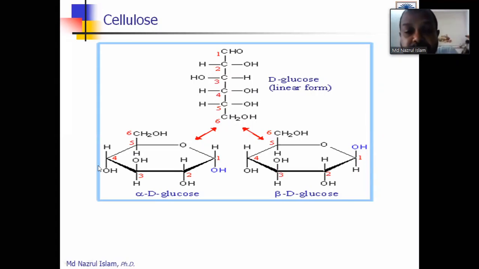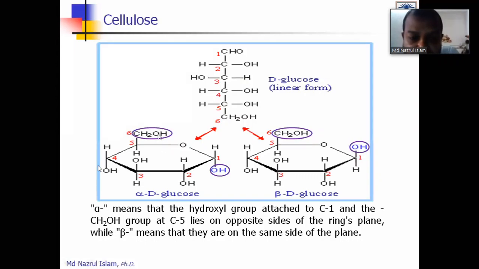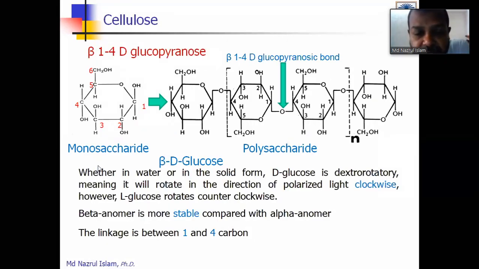Remember that carbon position. In the alpha, you see the OH and CH2OH are in opposite directions, and that comes from D glucose. On the right-hand side, they are on the same side, so we say beta. So now we say beta D glucopyranose, which we have already discussed. Earlier we mentioned that wood is made from glucose. Now we say beta D glucopyranose, but there is still the 1-4.